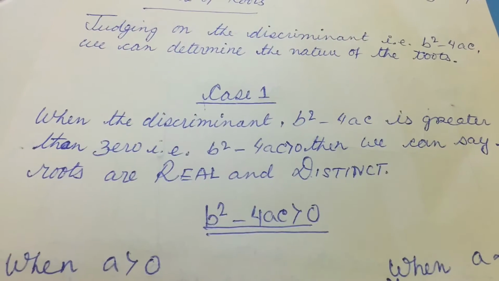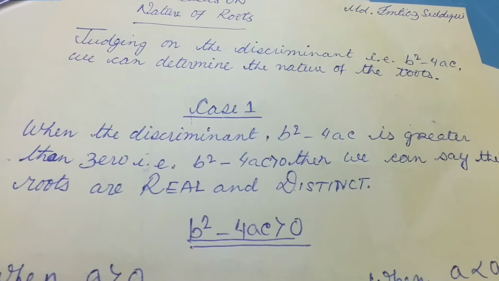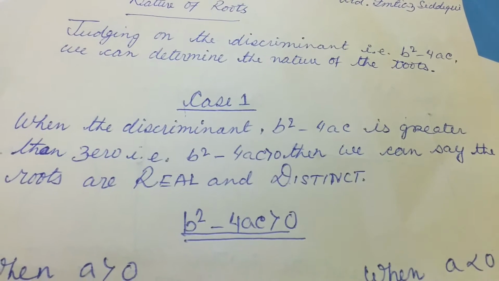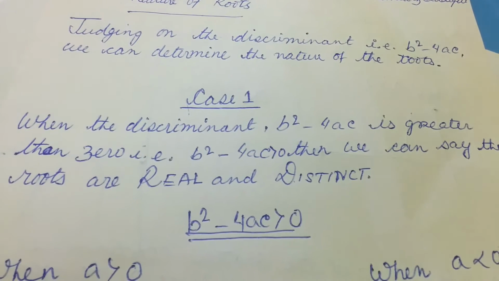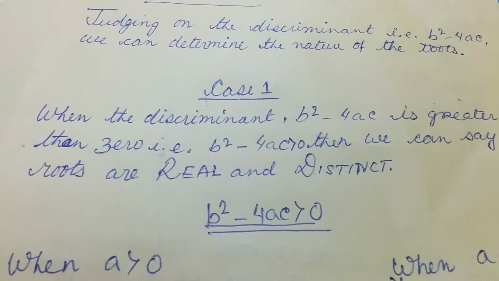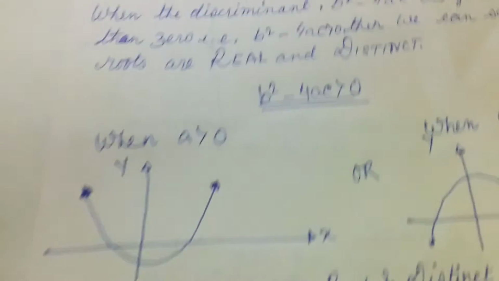First, let us study case number 1. When the discriminant b squared minus 4ac is greater than 0, then we have roots which are real and distinct. Have you ever wondered what's gonna be the curve when the coefficient of x squared is greater than 0 for the first case? Let's look at the curve.